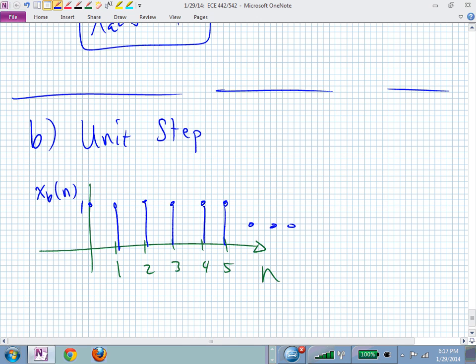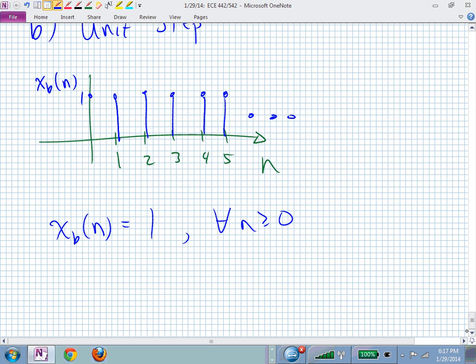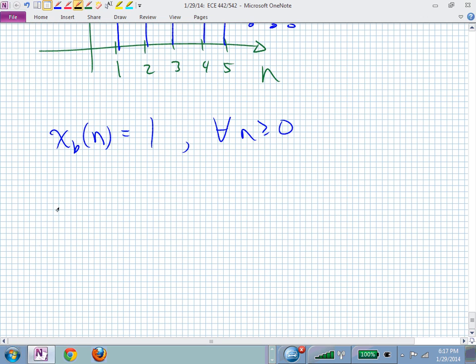So that now x sub b of n is equal to 1 for all n greater than or equal to 0. Okay? So now we want to take the z transform of that. That's the unit step. So now we say, well, let's just use the formula.